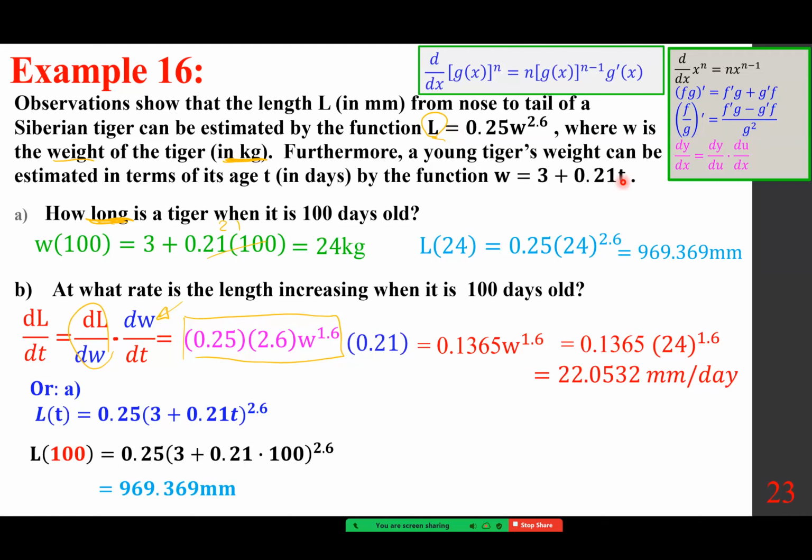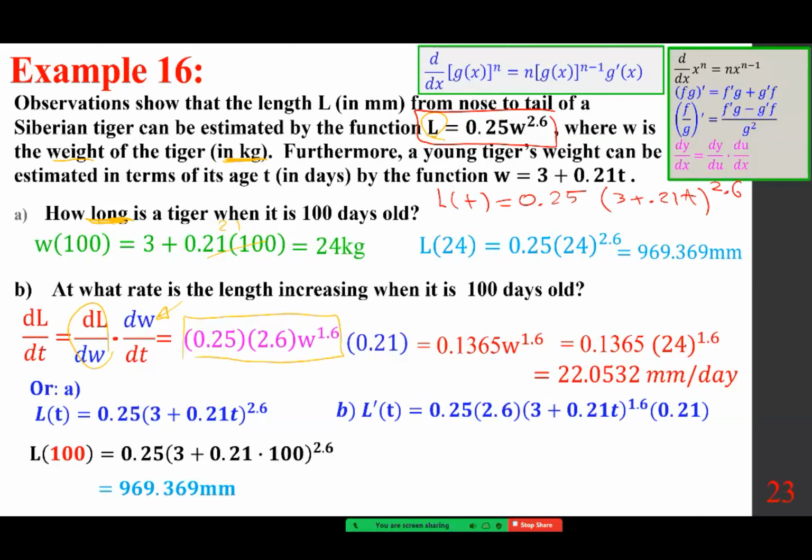Which means L of t is 0.25 times W, 3 plus 0.21t to the power of 2.6. Now this is a function of time. We are going to differentiate.